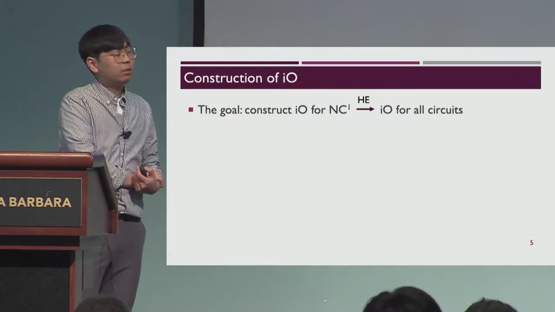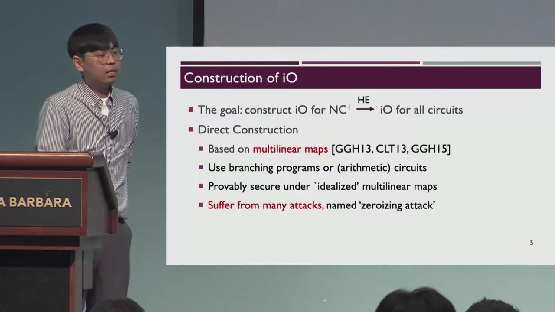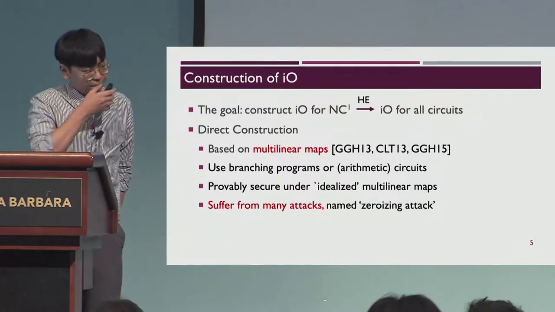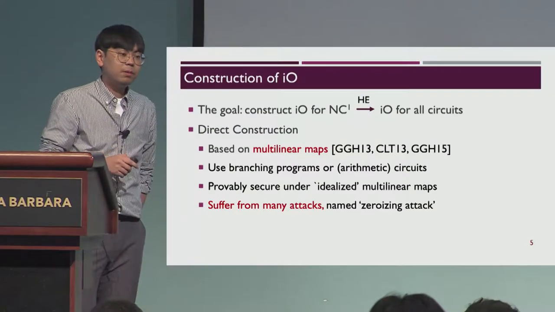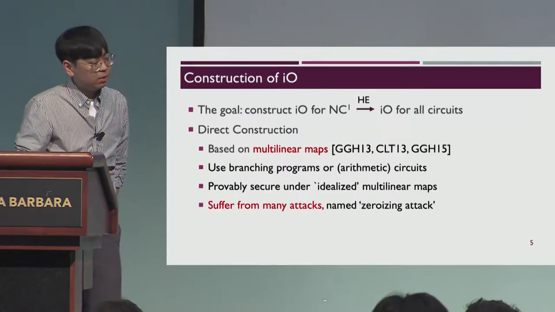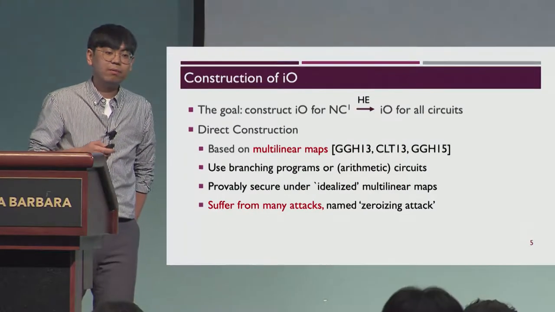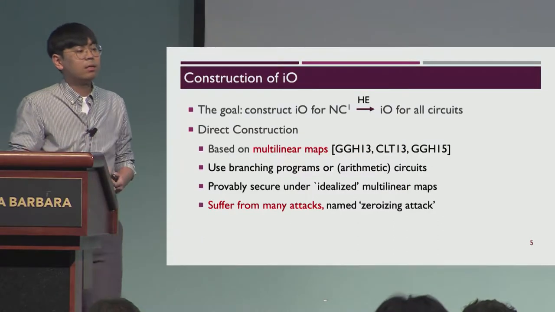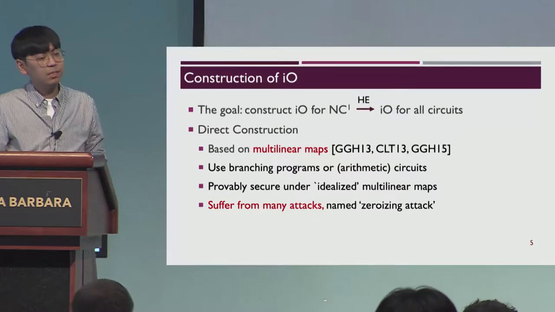There are two approaches to construct obfuscations. The first approach is called the direct construction. It is based on cryptographic multilinear maps, represented by three well-known candidates, GGH13, CLT13, and GGH15. Also, it uses branching programs and arithmetic circuits as an input program. And it is provably secure on the idealized multilinear map. Idealized means multilinear maps only provide the handles of their operations instead of real computation. However, in the real world, it has suffered from many zeroizing attacks.